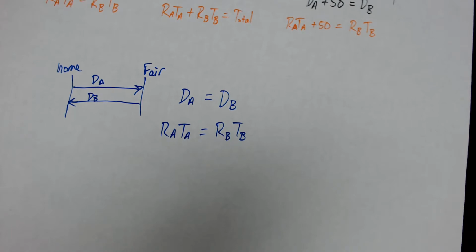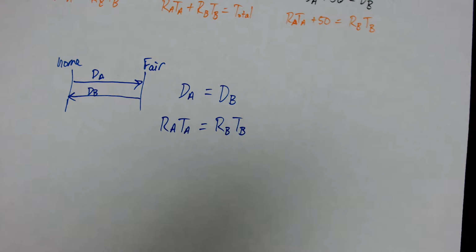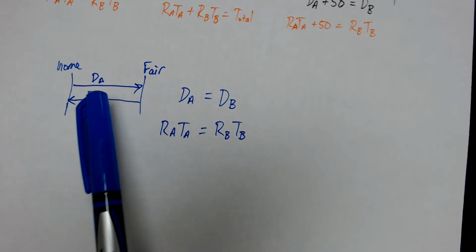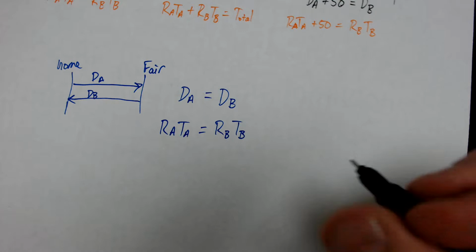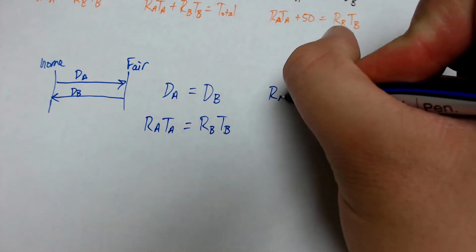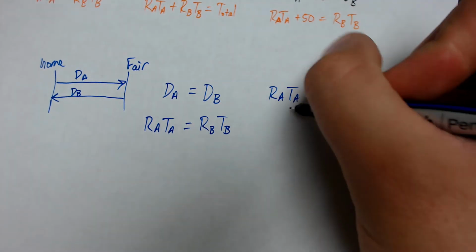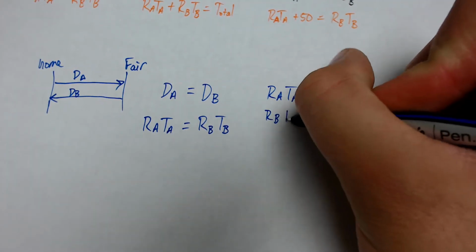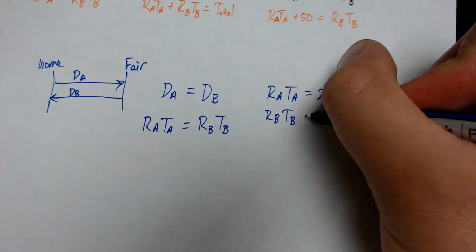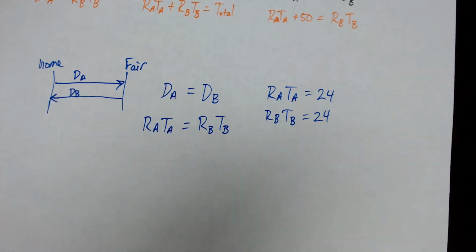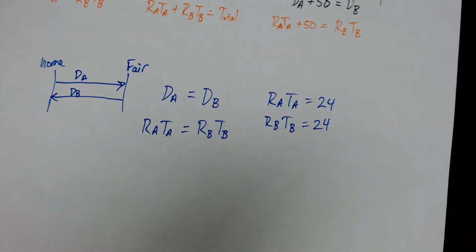I can go back, read the problem again, and start looking for information as far as rate and time. So it says that he rode 24 miles to the fair. So we know that this distance is going to be equal to 24 miles. So one thing we can write is that rate of A times time of A is going to equal 24, and then rate of B times time of B is also going to equal 24. So that's useful information that can help us solve this as well.